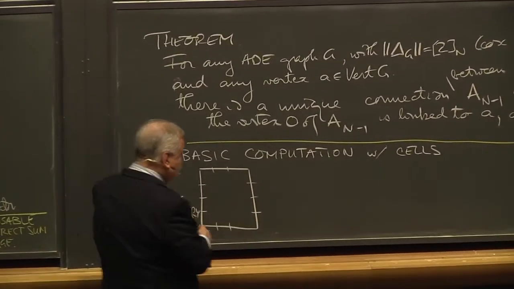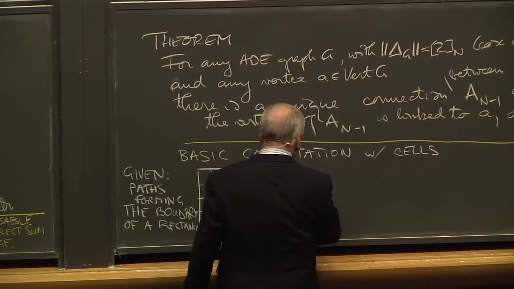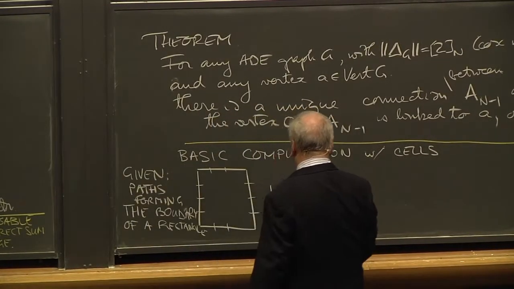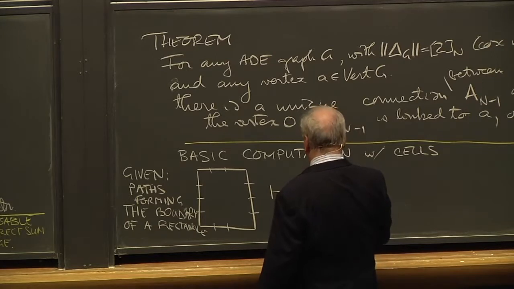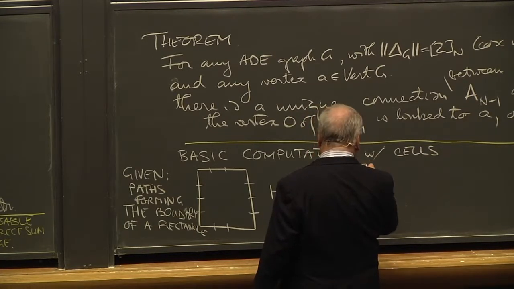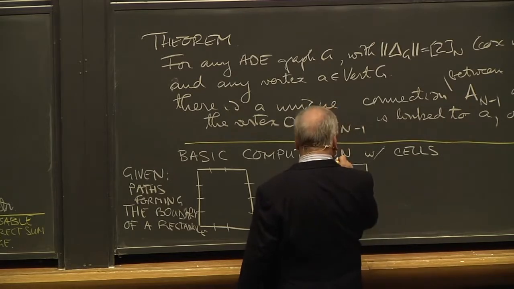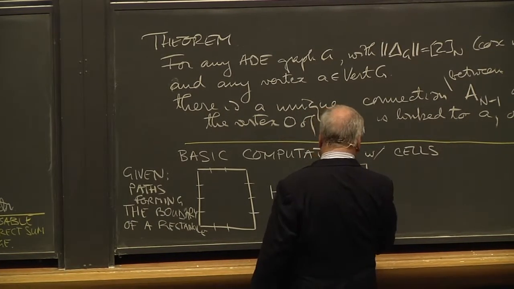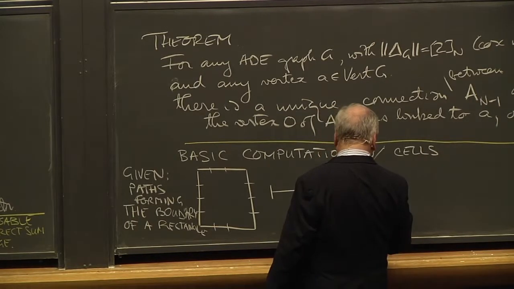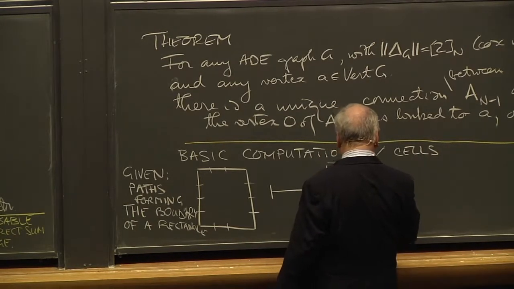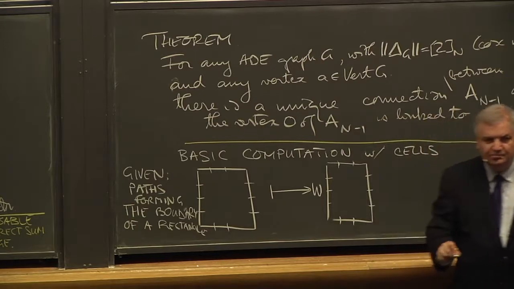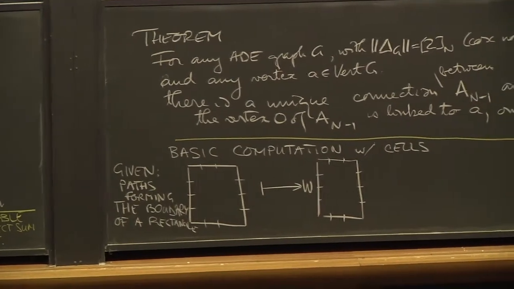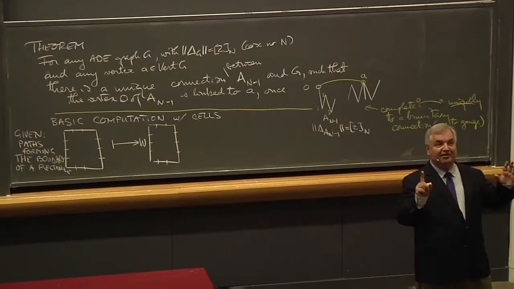The computation is to map this into a number, which is W of this frame, actually. Notice that this generalizes exactly our definition of plaquettes. So it's a kind of big plaquette.